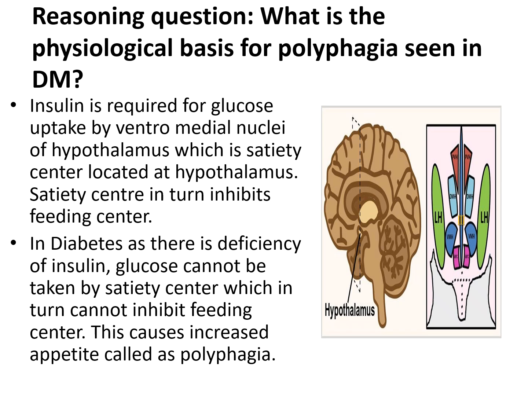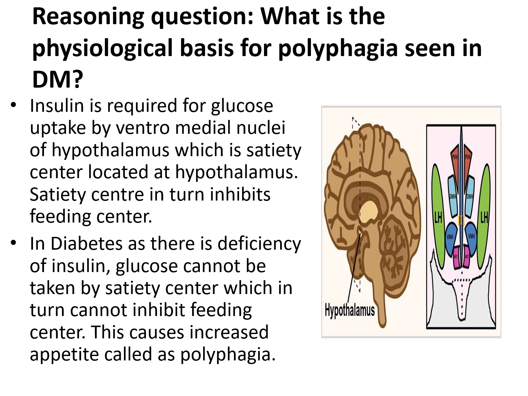What is the basis for polyphagia seen in diabetes mellitus? In the diagram, you can see LH, that is lateral hypothalamus, and VMN, that is ventromedial nucleus of hypothalamus. Insulin is required by the ventromedial nucleus of hypothalamus, which is called the satiety center, for glucose uptake, which in turn inhibits the feeding center, that is lateral hypothalamus.